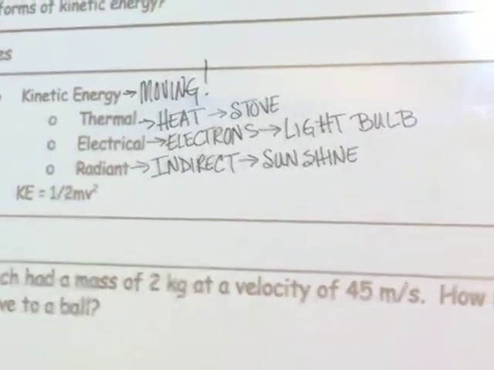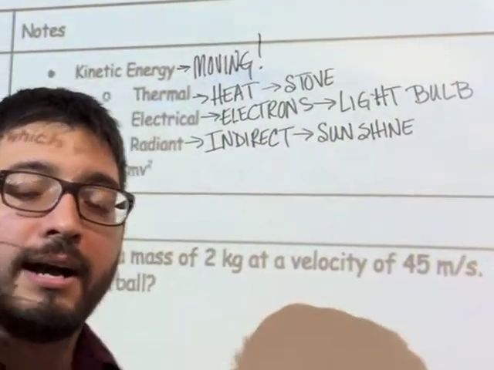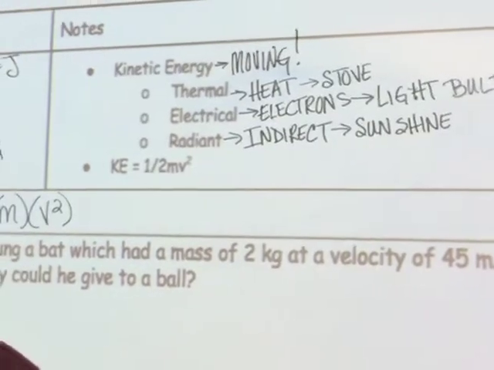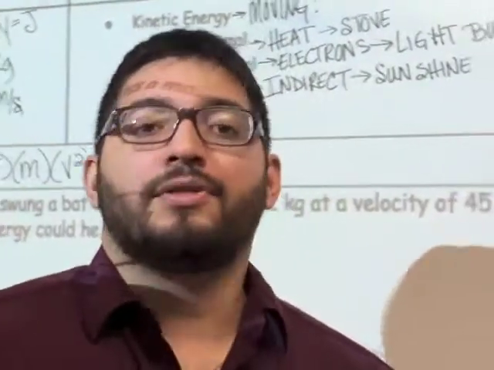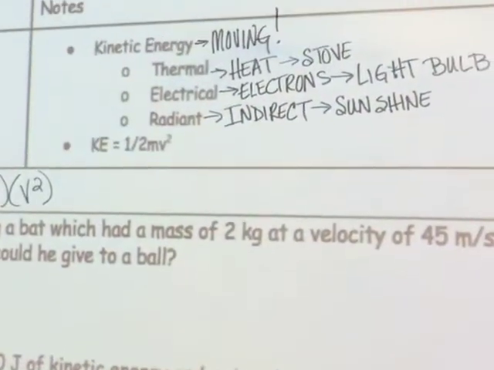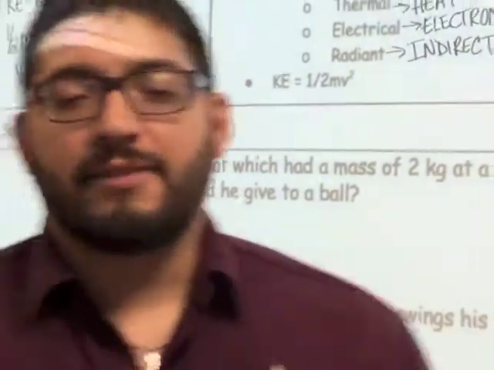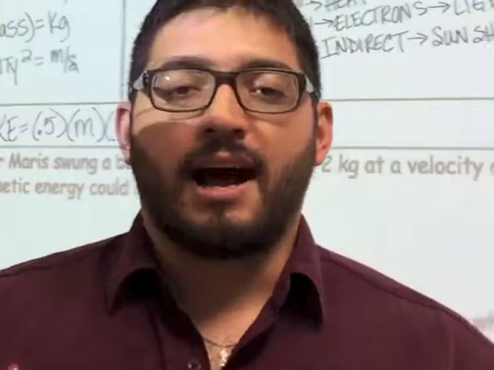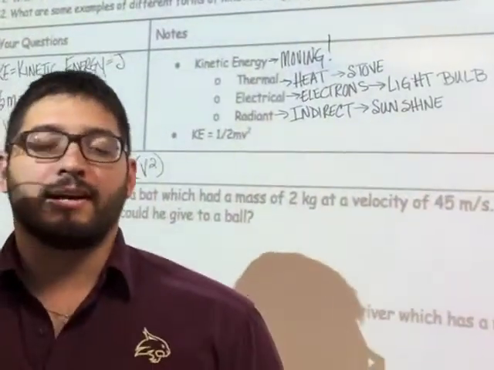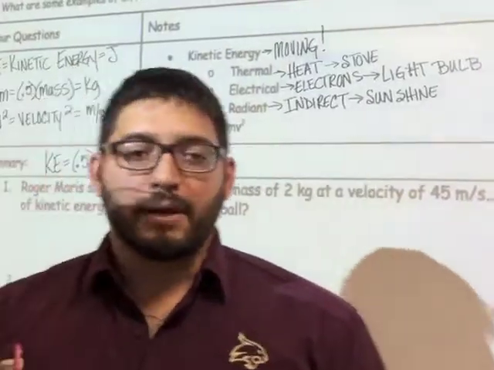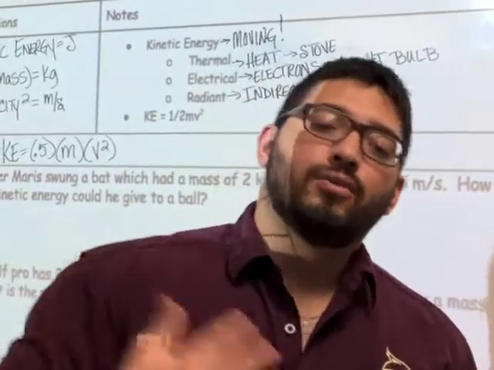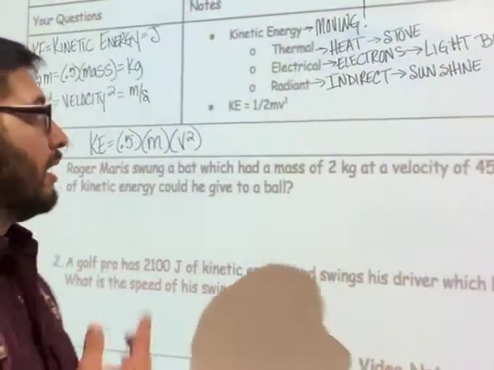Next one is going to be electrical. Now electrical energy, electrical kinetic energy, is simply electrons flowing through a circuit. And then finally we have radiant. Radiant is indirect. So let's take, for example, you go outside on a nice hot summer day and you feel the heat from the sun bearing down on you. That is the sun radiating that energy on you.